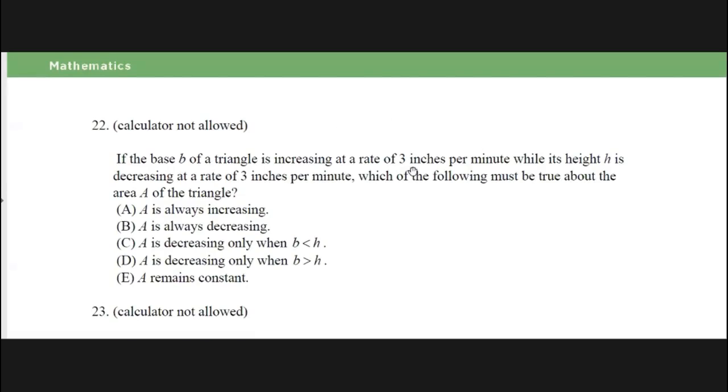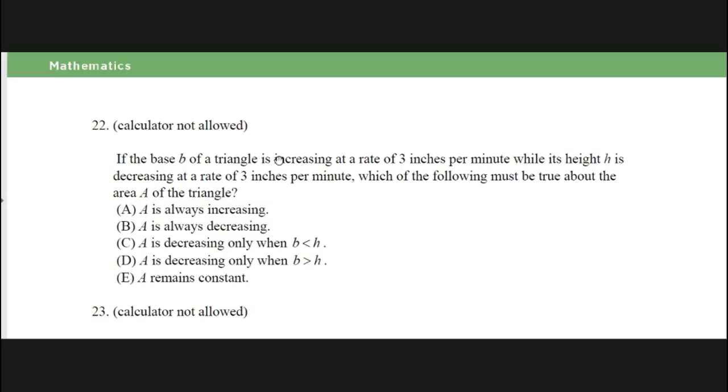Okay, this is a rate of change. I can see it just reading that first sentence. If the base B of a triangle is increasing at a rate of 3 inches per minute and its height is decreasing, so this is positive, this is negative, that's my dB/dt, this is my dH/dt. Which of the following must be true about the area of the triangle?